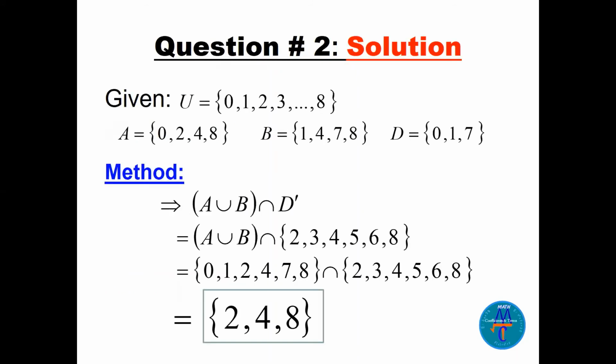See, the answer you should get is 2, 4, 8. Let's try it, please, and see. A union B. So I take A and B: 0, 1, 2, 4, 7, 8. That's A union B. Now let's find D prime. This is D: 0, 1, 7. What will make the complement? In U, not in D. We start with 2, and then 3, 4, 5, 6, and 8. That's D prime. Let's find the intersection of this and this. 0 is not in the intersection, 1 is not in the intersection. 2 is in the intersection, yes. 4 is in the intersection, and 8. So 2, 4, 8 is the answer.